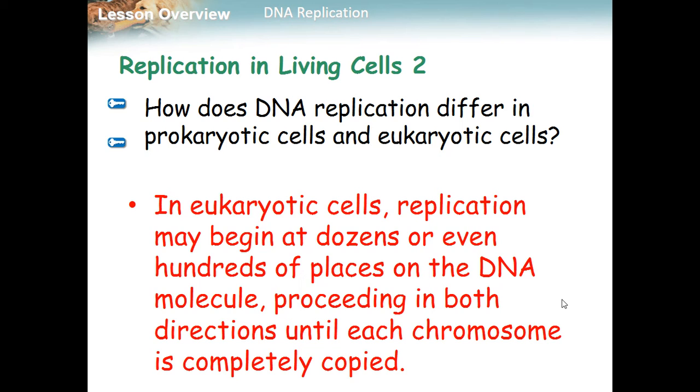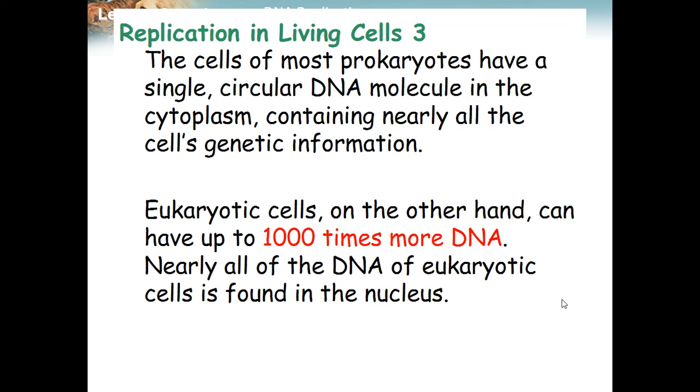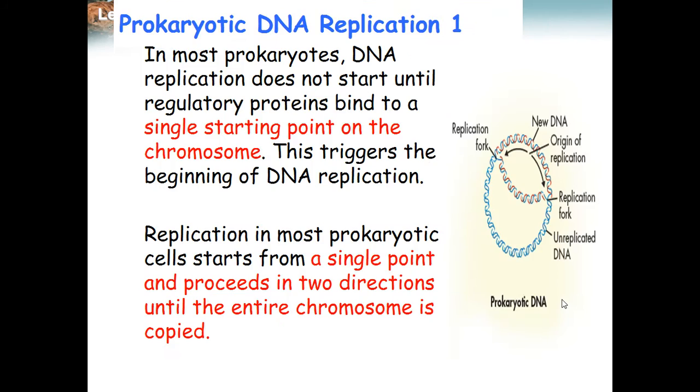This is also important, folks, because remember, in eukaryotic cells, there's probably 1,000 times as much information that's going to need to be copied. So it's nice that we are going to be able to start that copying process in hundreds of different places. The cells of most prokaryotes have a single circular DNA molecule in the cytoplasm, containing nearly all the cell's genetic information. Eukaryotic cells, on the other hand, can have up to 1,000 times more DNA. Nearly all of the DNA of eukaryotic cells is found in the nucleus.